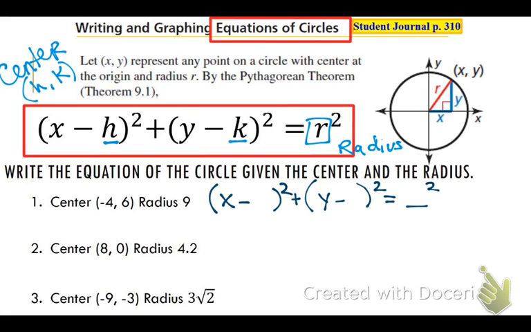All right, so I left the blanks for the three things that we're going to plug in. We're going to plug in a center of (-4, 6). So this is my h and this is my k. When I plug in -4, what does it look like happens? It turns positive. It'll become (x + 4)². All right, and then my k, which is 6, gets plugged in right here. So it looks like (y - 6)².